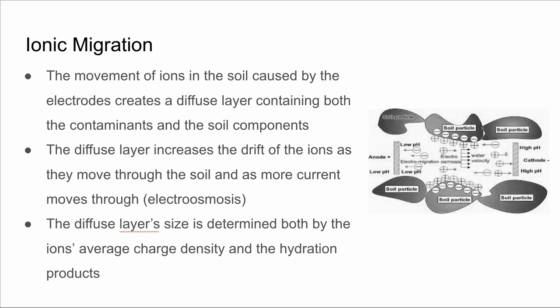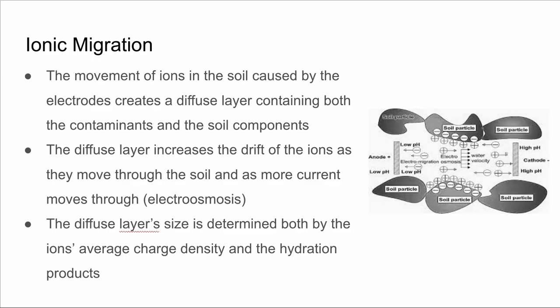The first main mechanism of electrolytic processes is ionic migration, which is the movement of the ions in the soil that begins when the electrodes are placed and turned on. The ions' movement makes a diffuse double layer. The layer is essentially just how the ions are brought closer and further towards the electrode depending on the electrode's charge. The diffuse double layer holds the contaminants and the original soil components inside itself, and it increases the contaminant ions' drift as they navigate the soil and as more current comes in from the electrodes.